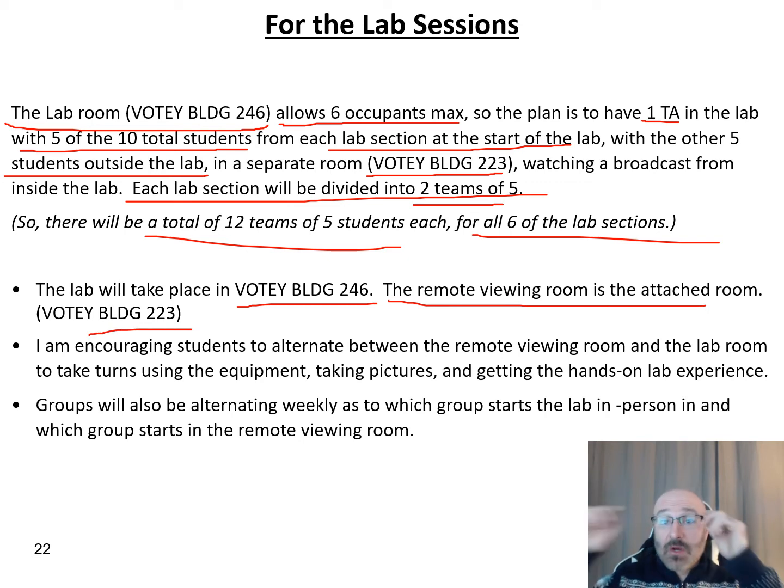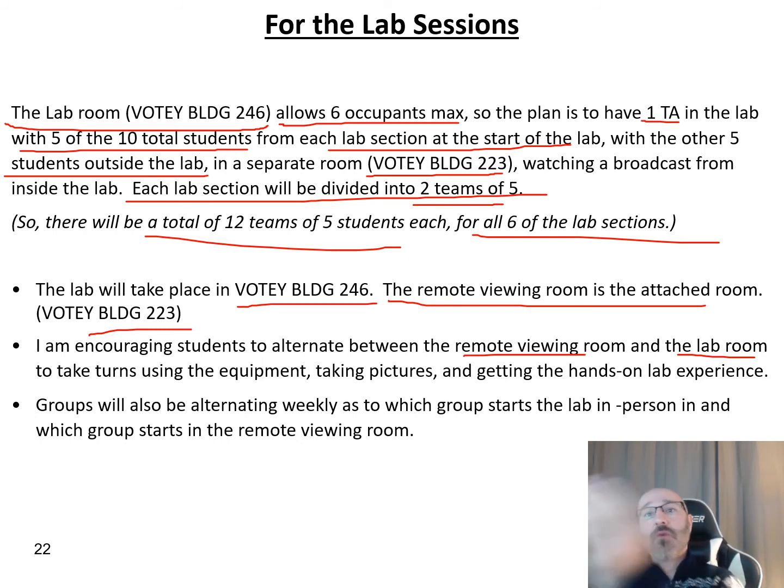Now here's what I am encouraging you guys to do. Within these 2 groups of 5 for each lab, I'm encouraging students to alternate between the remote viewing room and the lab room. So doing this following social distance protocol and safety requirements, please feel free to make changes throughout the lab where one or a couple of students from one group are in there running the experiments. Then you guys can switch partway through and they can go to the remote viewing room, and the students that were in the remote viewing room can come into the laboratory, run some experiments while the other students watch remotely. So please take turns on the equipment in this manner, taking pictures and getting that hands-on experience.